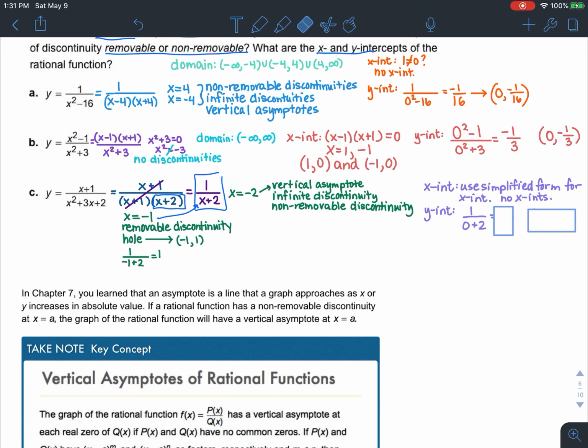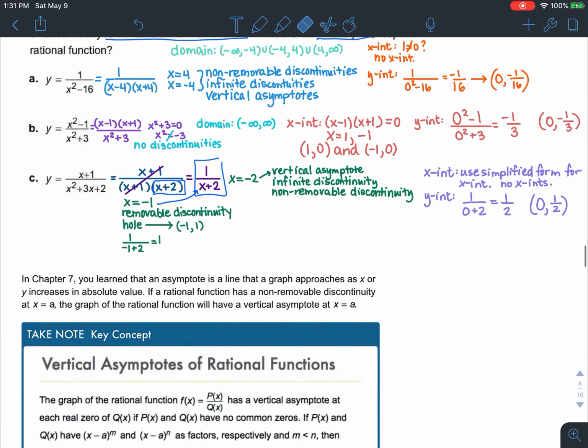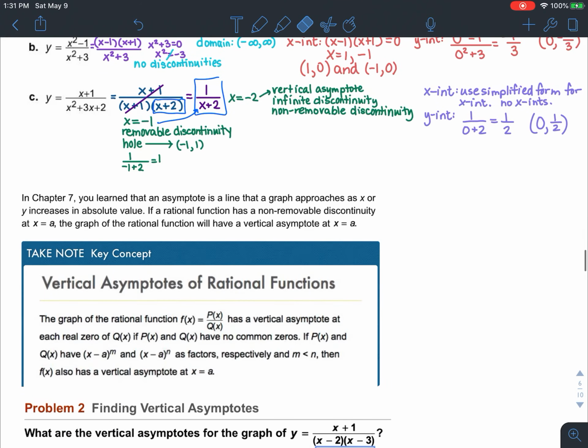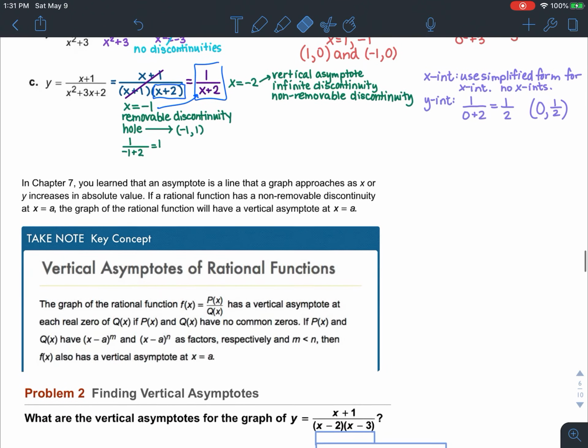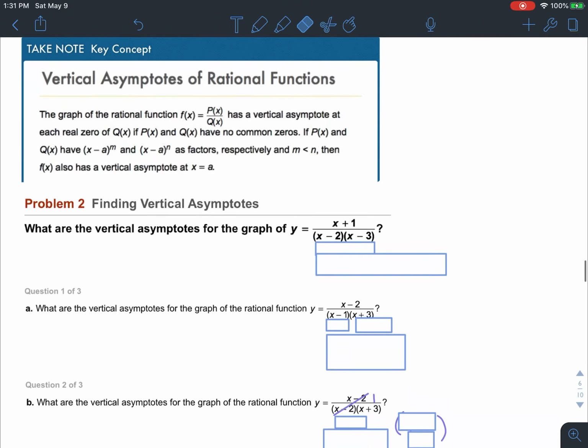Substitute 0 in for x for the y-intercept. You can see I used the simplified form. It's not going to matter. And that's 1/2. So 0, 1/2. Okay. Just one more thing, and then we'll break. Vertical asymptotes. Vertical asymptotes come from what makes the bottom be 0 unless the factor on the bottom has canceled with one on the top, because that's what makes a hole.